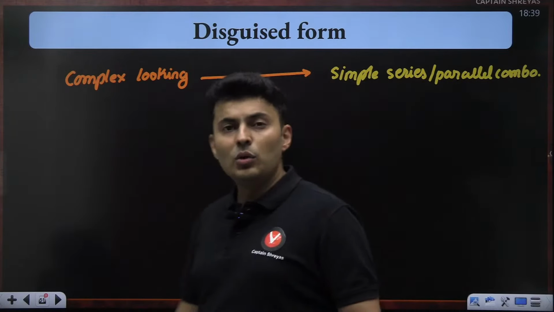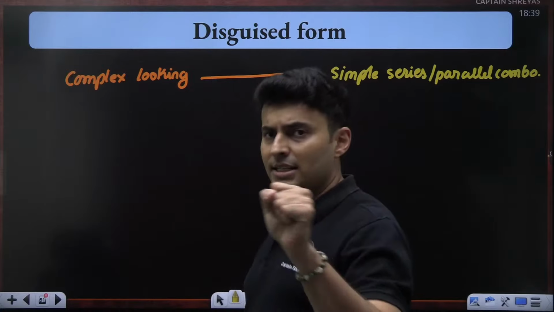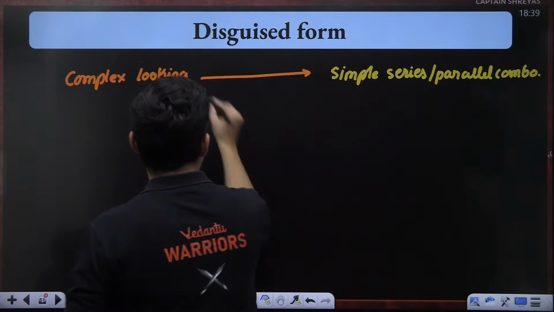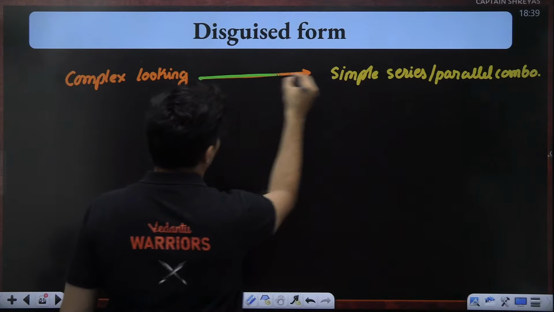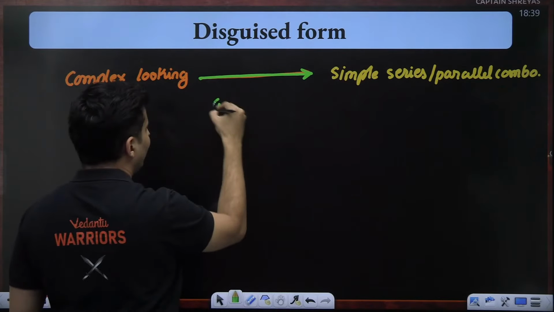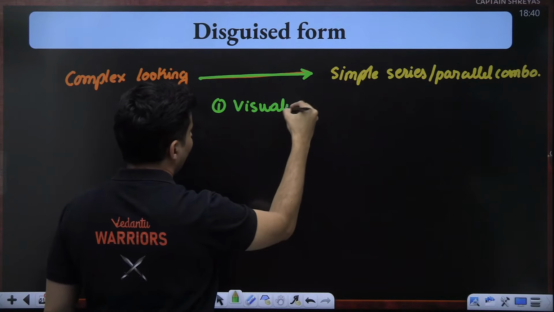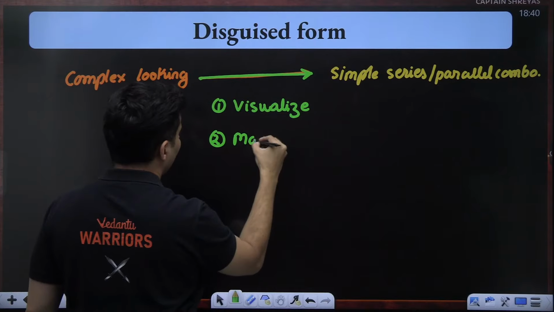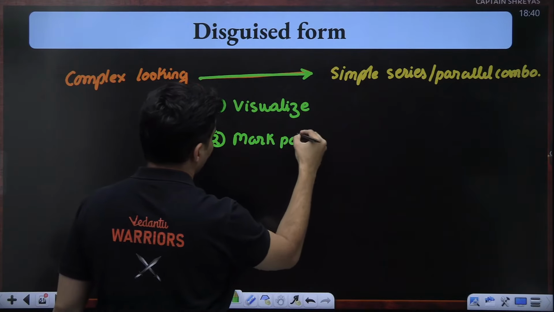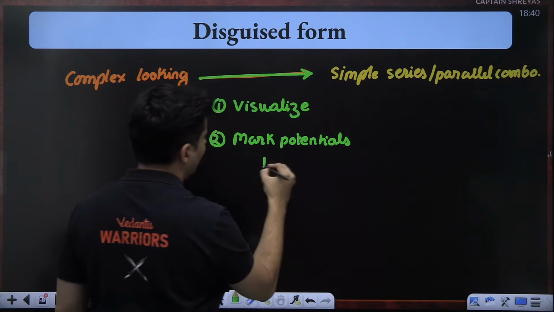Sometimes it happens that it looks like it is neither series nor parallel, but when you rearrange it, you will get it. So how do you go from here to here? There are multiple approaches. One way is to visualize, but this can be very, very tricky. The second best way is to mark the potentials, and then decide what is happening.